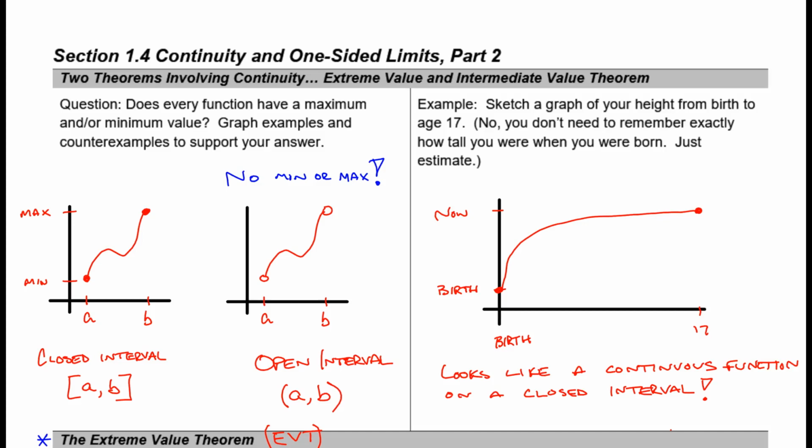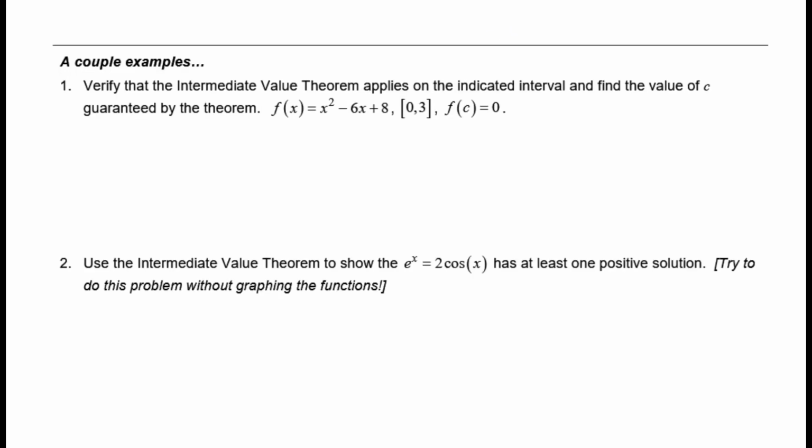All right, folks, let's move on. We're going to finish off section 1.4, continuity and one-sided limits, part 2. Moving on to page 2, a couple of examples. These are going to involve the intermediate value theorem.